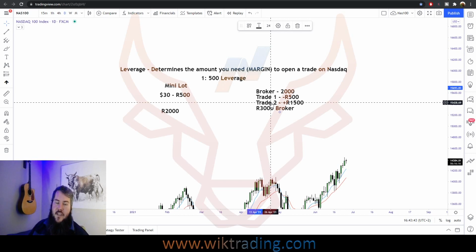I hope this information helps you. That is the correct information. If you do not understand what leverage is, you're more than welcome to go to websites and research it in a bit more detail. You don't need thousands of rands to start trading Nasdaq. You need a good broker and you need a good risk management strategy. That is all you need.